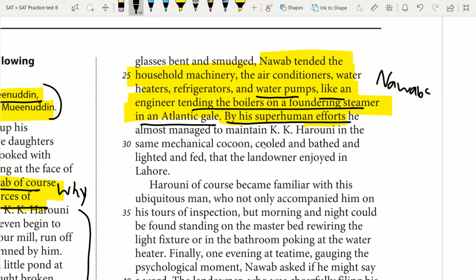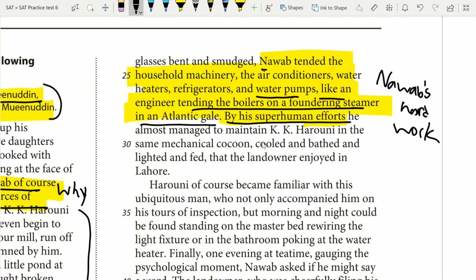So Nawab's hard work, and his dedication, right? So this is really giving us insight into the character. So one thing I do with literature sections, which are usually the first section on any SAT reading section, is with the literature sections, I always want to highlight things that give me insight into the character. Anything that gives me insight into the character as to why he does things or anything like that, I'm going to want to make sure I highlight.